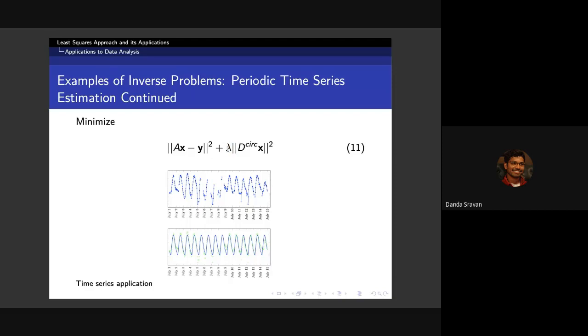So choosing the lambda can be tricky in practice, but how to choose lambda is a part of another course. I won't be covering it here. Yeah, so now that we know how to use this regularization, we'll look at a slightly more involved example.